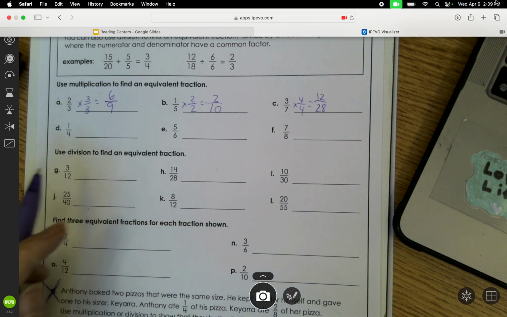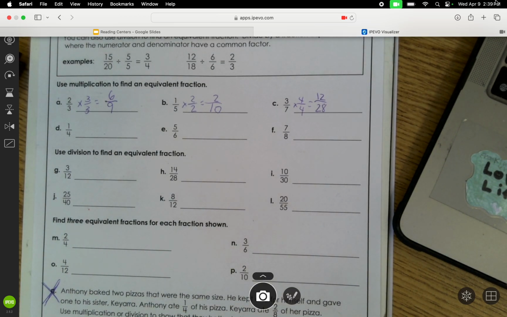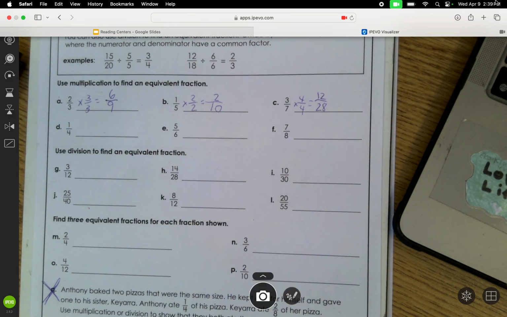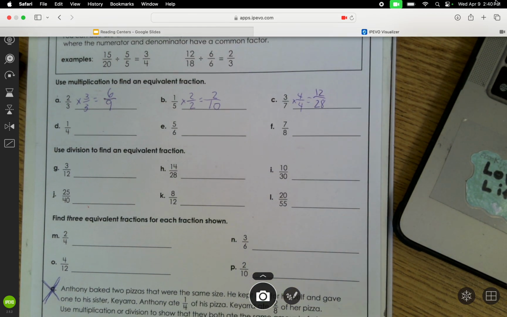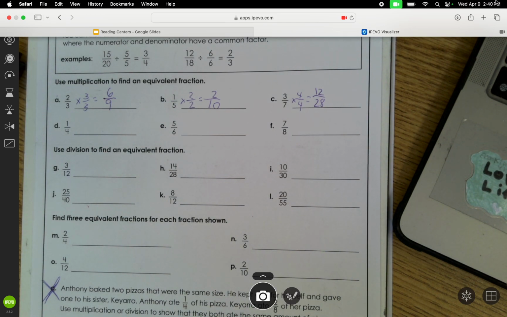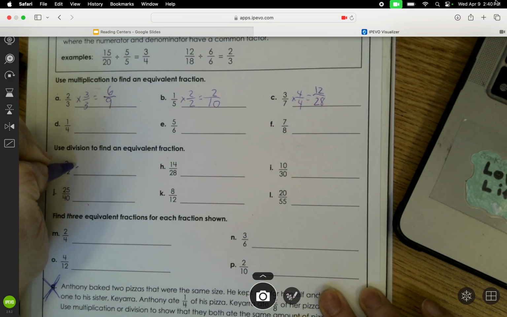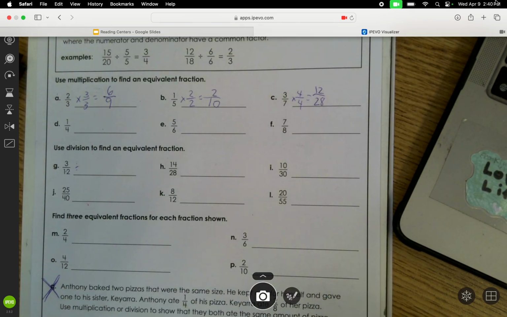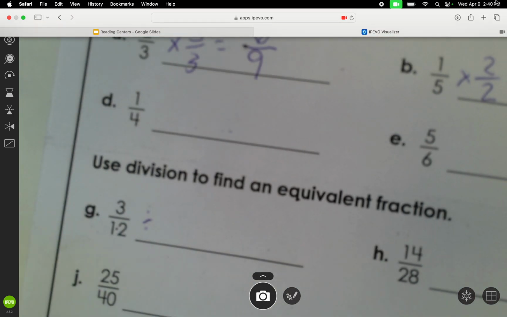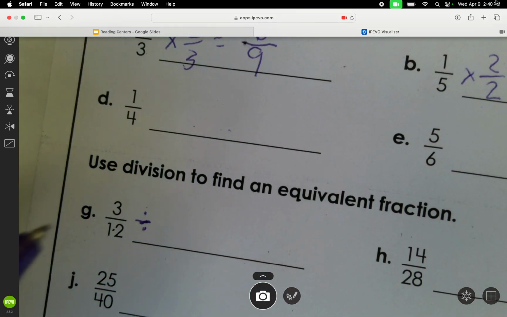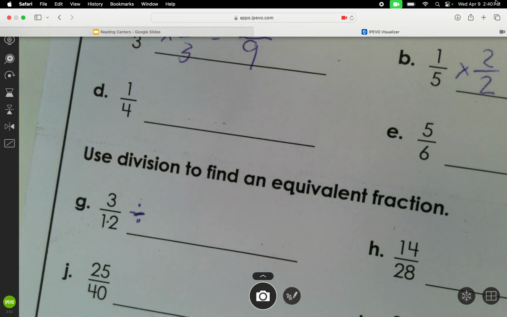Then down here, it says use division to find an equivalent fraction. So each of these fractions, the numerator and denominator, share a common factor. That means there is a number that you can divide both of them by and get a whole number. And we're not doing the number 1, no way. So we're going to write it out. 3/12. Think about it. We're going to divide, so I'm going to write a little division symbol. 3/12. What is a common factor between 3 and 12?